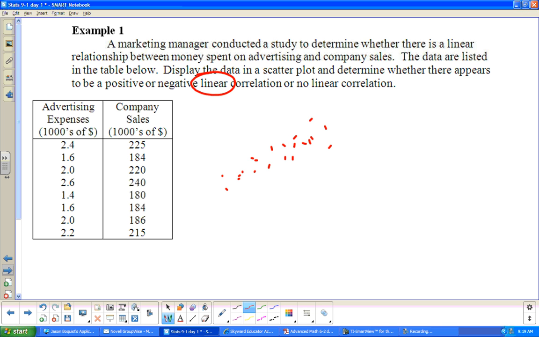Then what would a negative one look like? Well, you'd go the other way, exactly. You'd be going like this. So what would it mean, no linear correlation? What would that look like? Yeah, it's all over the place, right? It's just put points wherever you feel like it, right?